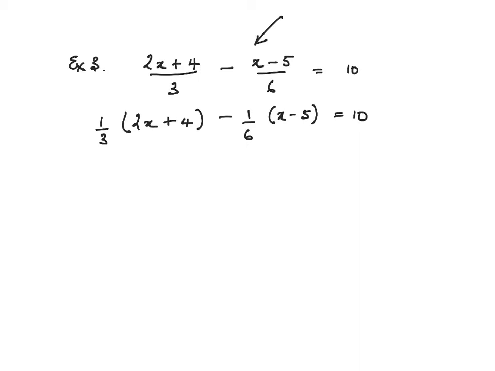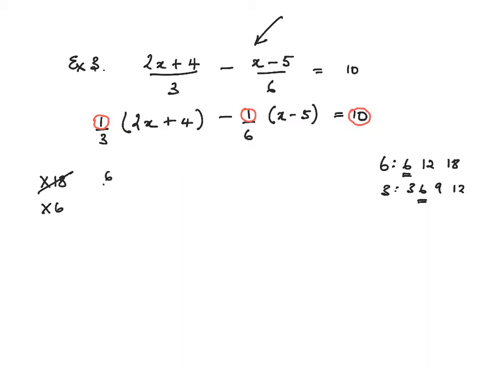Now, 3 times 6 is 18, but wait a minute, there's a smaller number that we could use. What is that smaller number? What's the lowest common multiple of 6 and 3? The lowest common multiple of 6 and 3 is in fact 6. It just makes life a little bit easier for us. Multiply by 6, multiply by 6, and multiply by 6.